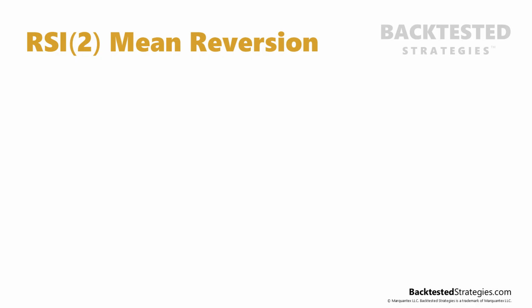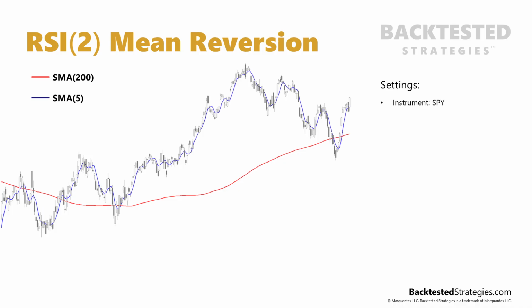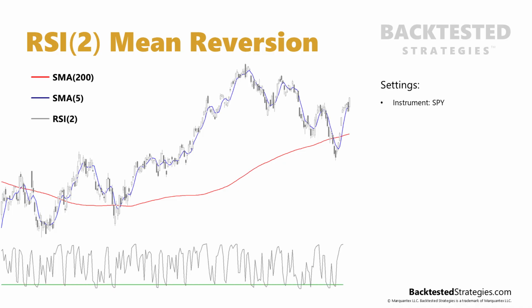For this backtest, we're using daily bars on SPY from a professional data provider with prices adjusted for splits, dividends, and other capital actions. This trading strategy uses three indicators. First, a 200-day simple moving average, or SMA. That's our long-term trend anchor. Second, a 5-day SMA, which we use as a shorter-term trend filter. And third, a two-period relative strength index, or RSI for short, with an oversold line at 10.